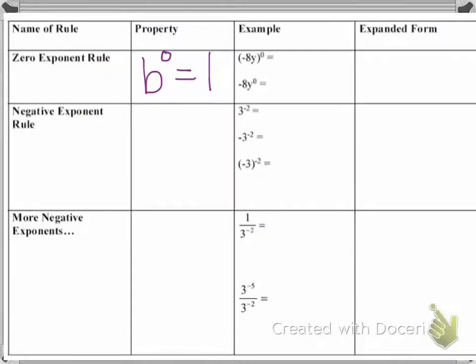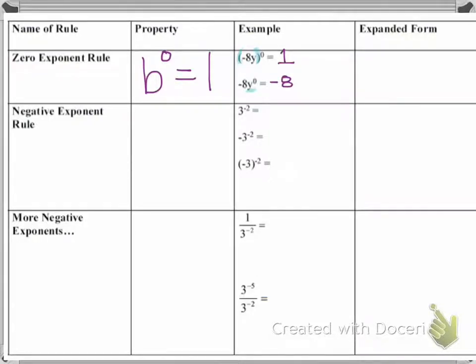Now, we have two examples. Notice how in the first example, the negative 8y is inside parentheses. That means the whole entire base is the monomial negative 8y. So if that base is raised to the zero power, the answer is just 1. All right, let's take a look at the second example where there is no parentheses. Well, this answer is just negative 8.